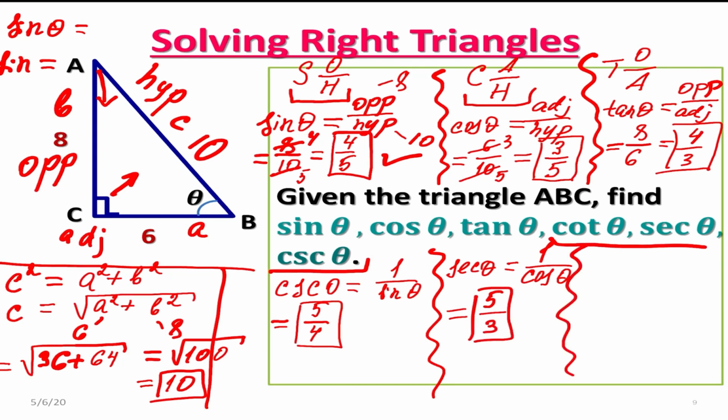Done. And finally, for cotangent, we wanna grab the tangent value and switch top and bottom. So it's gonna be 3/4. That's the value for cotangent. Perfect.